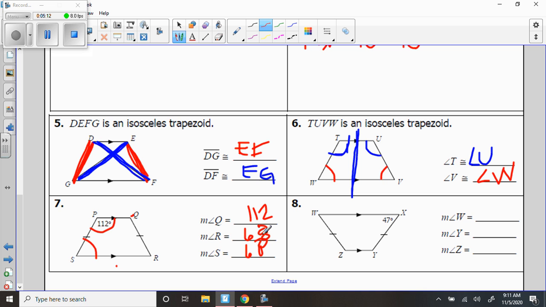And then 8 is just like number 7. These two are equal, and then these two angles are equal. And each blue and red angle add up to 180.